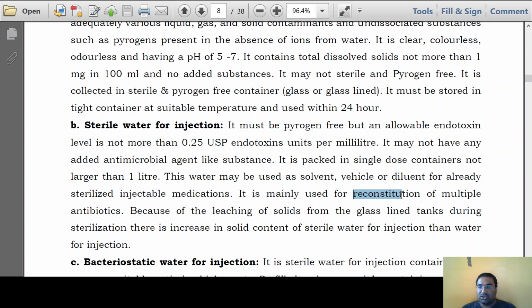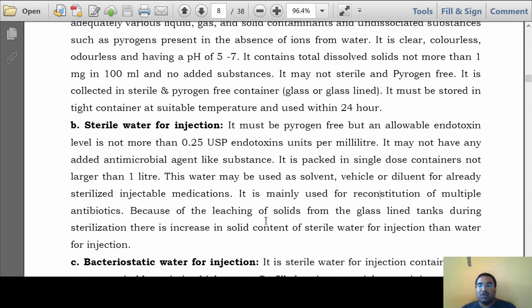Reconstitution. Now the word is reconstitution. Now what is meant by reconstitution? The word reconstitution here denotes that the antibiotics are present in a solid powder form, and at the time of injection, sterile water for injection is added to that sterile powder. Okay, so sterile powder is present, and at the time of injection into the patient, sterile water for injection is added, and that process is called reconstitution.